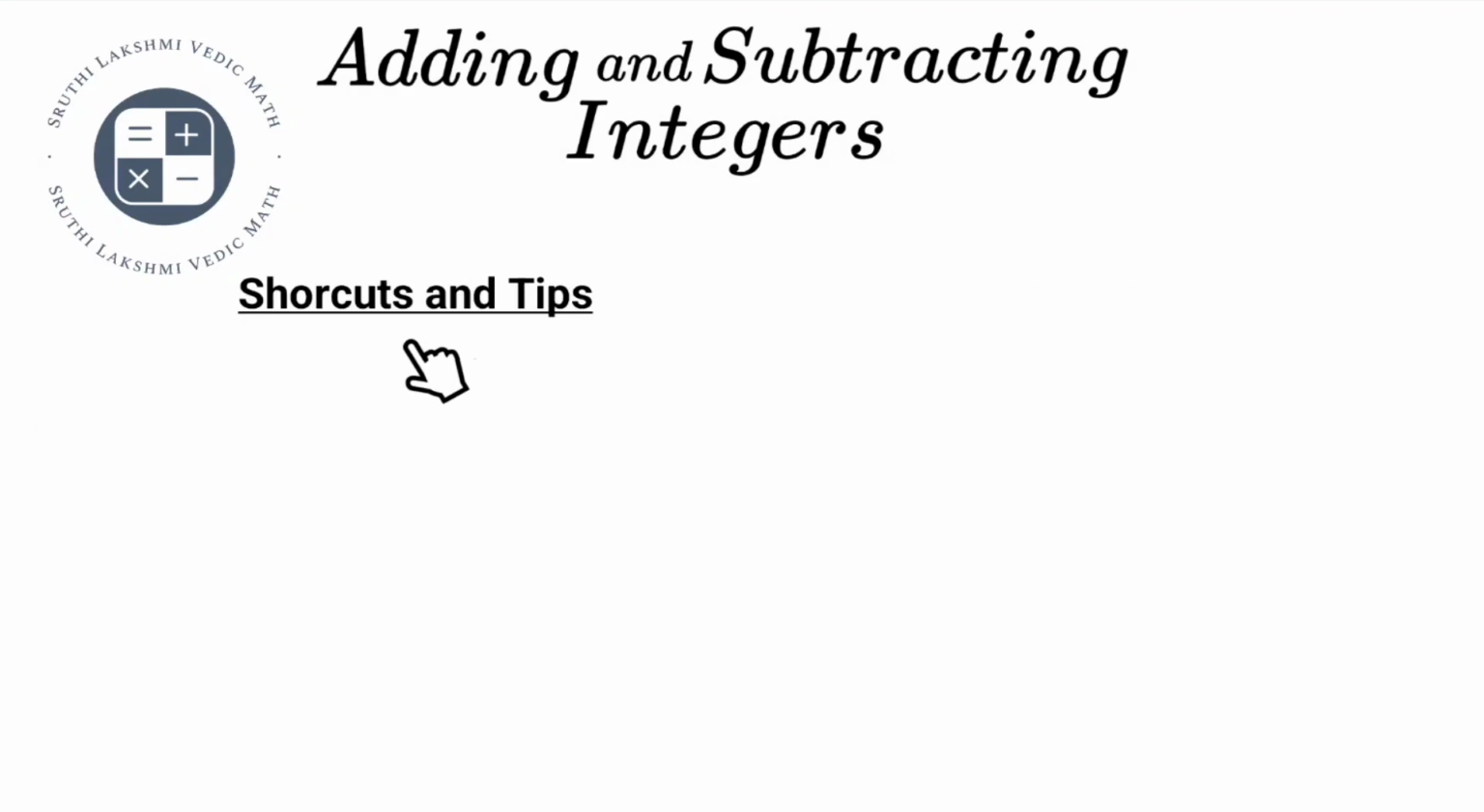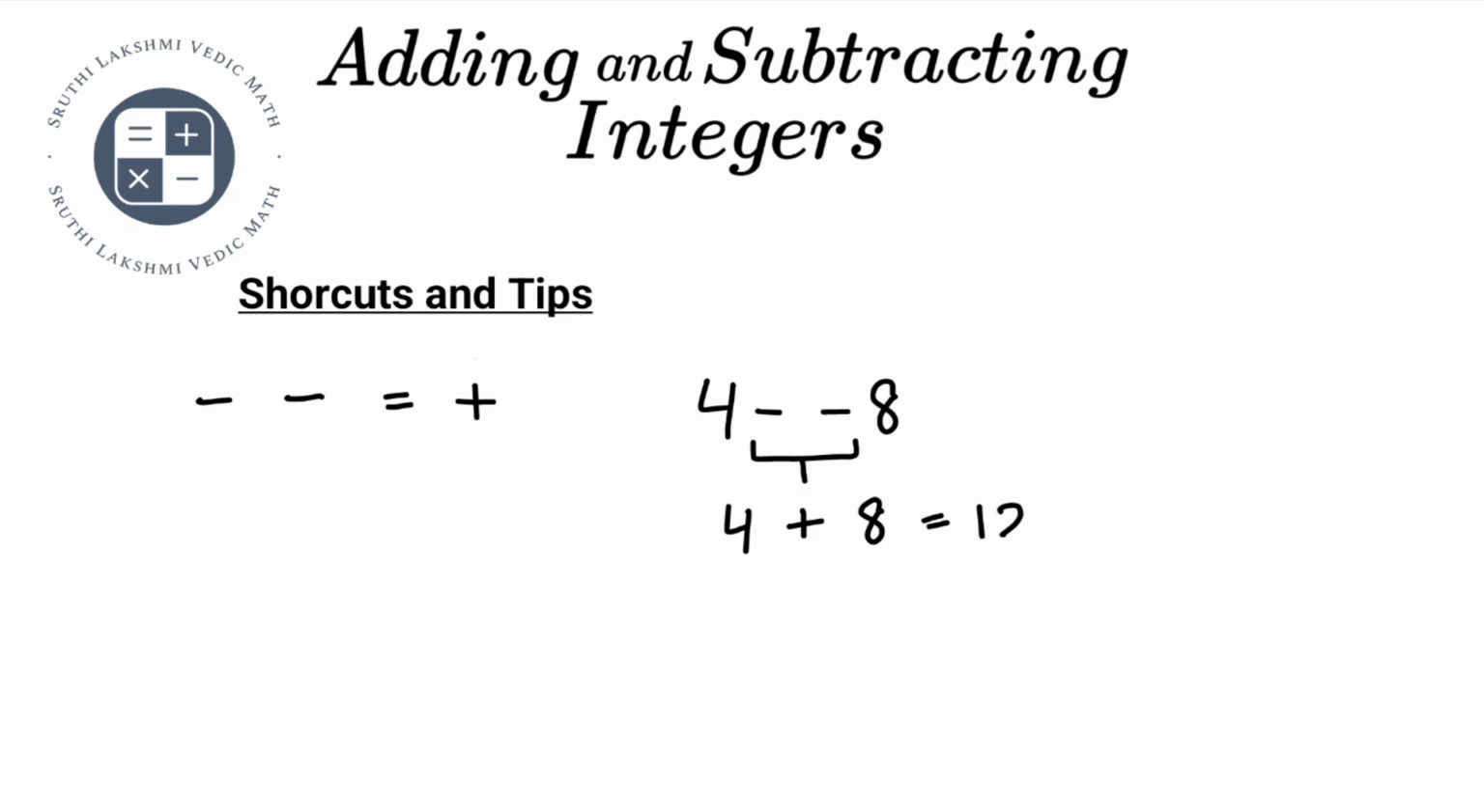Now let's look at some shortcuts and tips to shorten our work and save you some time. By now, you would have discovered that two negatives side by side turns into a positive. Next time, whenever you have a problem with two negative signs side by side, change both signs into a positive sign. Let's look at an example. 4 minus minus 8. Since both signs are side by side, this becomes a positive. 4 plus 8 equals 12.